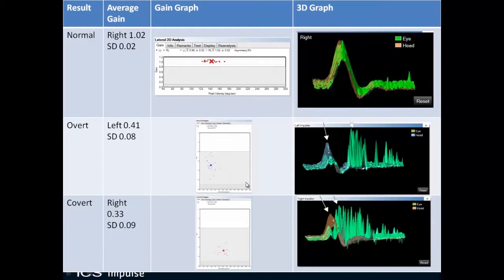Last one, the covert catch-up saccades. We can see all these catch-up saccades occurring during the head movement. This is a rightward head impulse. The head is in orange, eye is in green. Catch-up saccades are occurring during the head movement. Gain is 0.33. All the gain points are within the abnormal range, or the gray region, and standard deviation is 0.09.